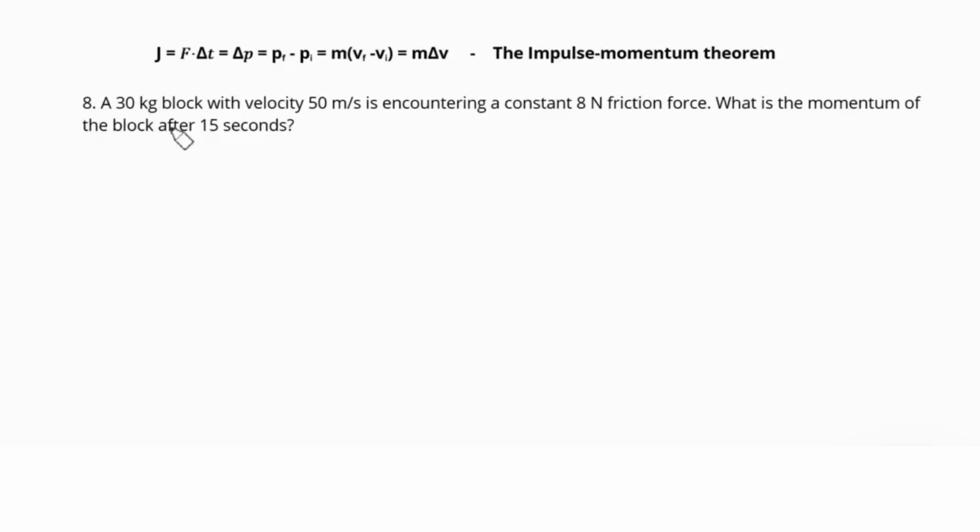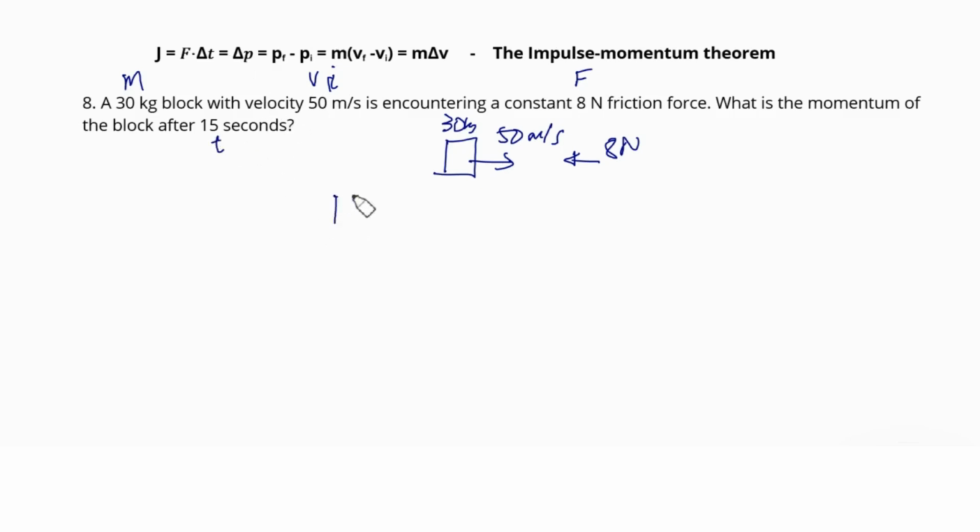For this question here, we have a 30 kg block moving with a velocity of 50 meters per second. And there's a force acting in the opposite direction of 8 newtons, that's slowing it down. We want to know what the momentum is after 15 seconds, after I've been applying this force for 15 seconds. So looking at what I have here, I have m, Vi, the force, and time.